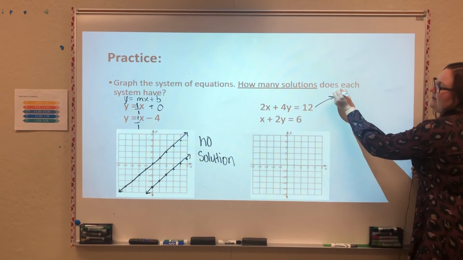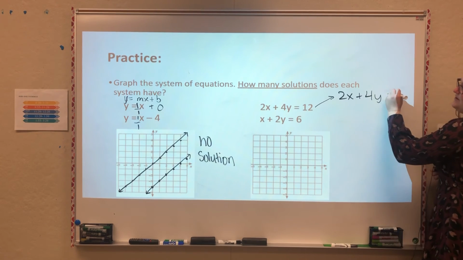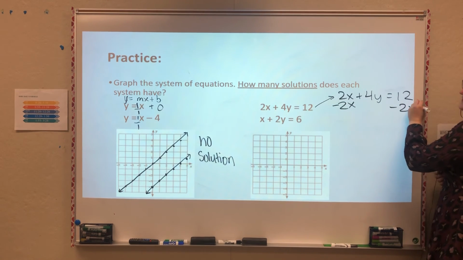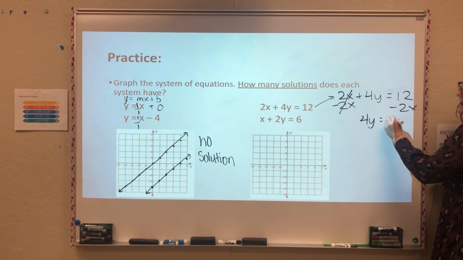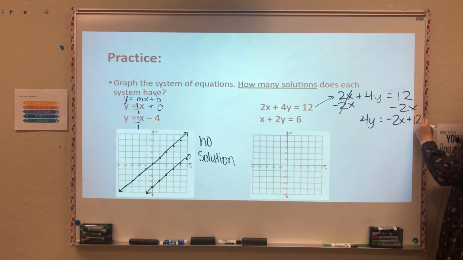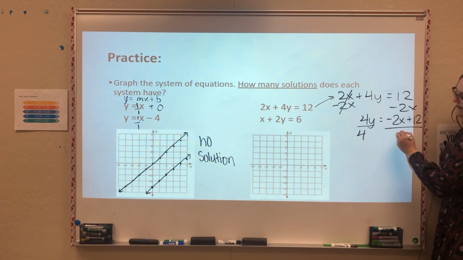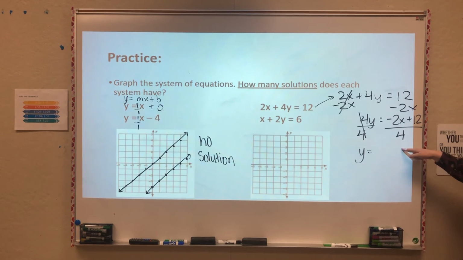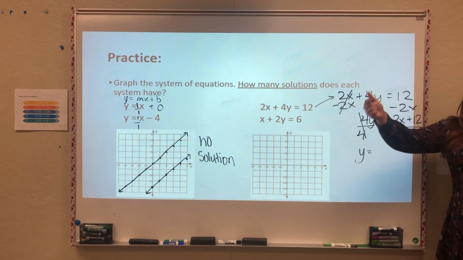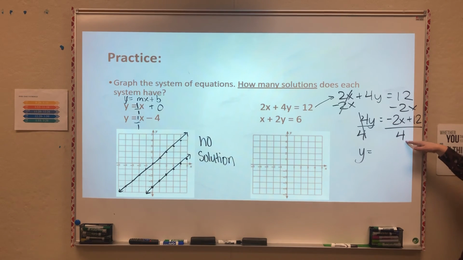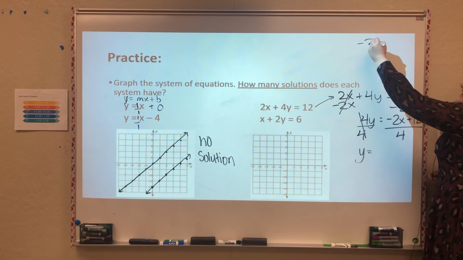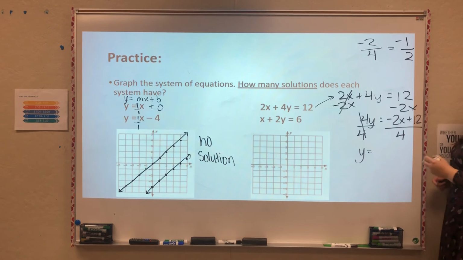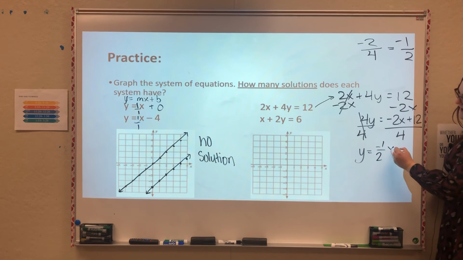This first one here, the first thing I would want to do is bring that 2x to the other side. I do that by subtracting 2x. When I do that, I get 4y equals -2x plus 12. I can then divide by 4. That gives me y equals -2 divided by 4. Be careful. 4 divided by 2 is 2, but 2 divided by 4 is a fraction. That is -2/4. You could simplify that by dividing by 2, and it gives you -1/2. So I've got -1/2 x.